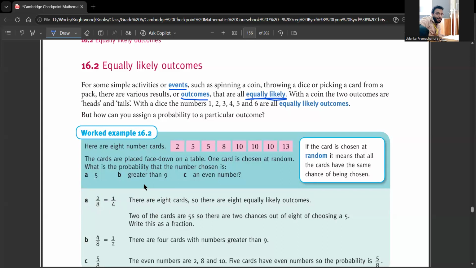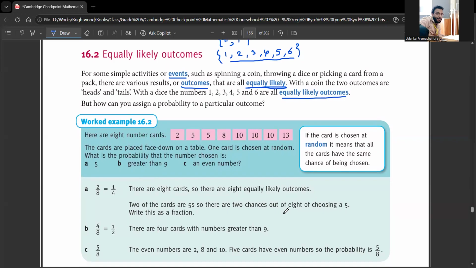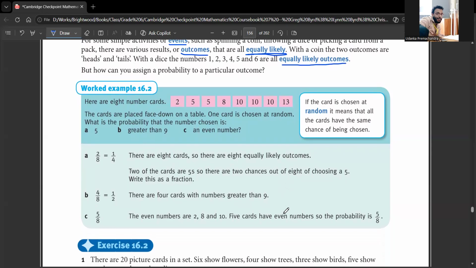With the coin, the two outcomes are head or tails. With the dice, it can be 1 to 6. All of them are equally likely outcomes. Head and tail have the same probability. If they are 1, 2, 3, 4, 5, 6, all six sides have the same probability, so they are equally likely outcomes. That means they have an equal chance for each and every output, for getting all the values that can be seen.